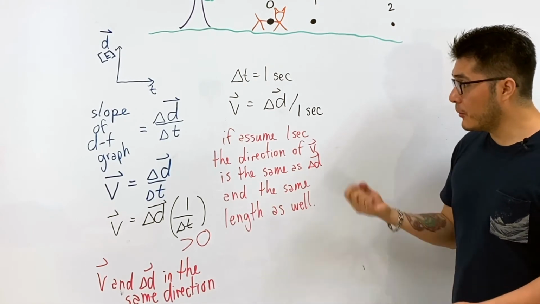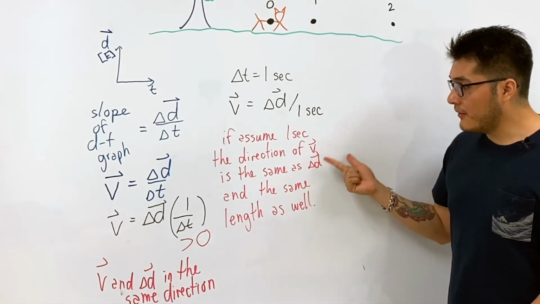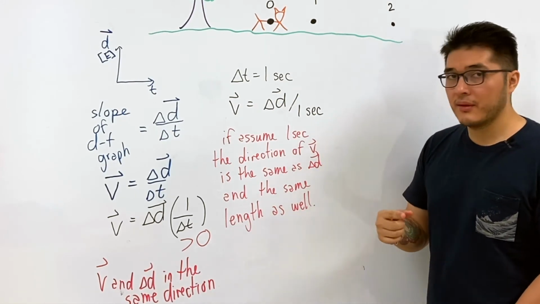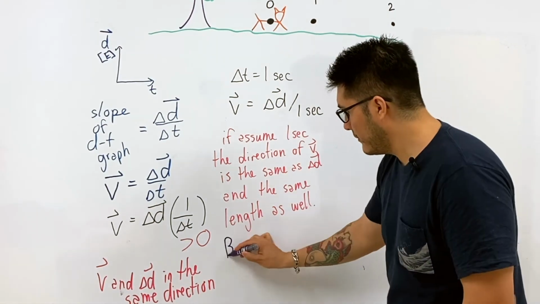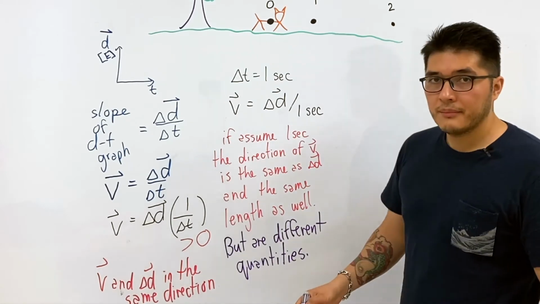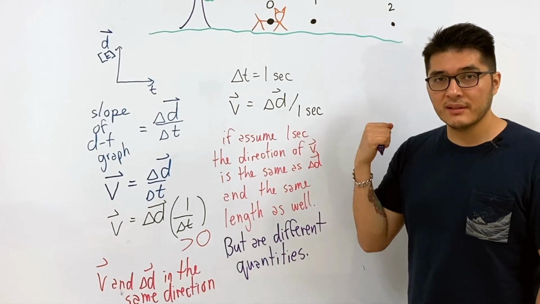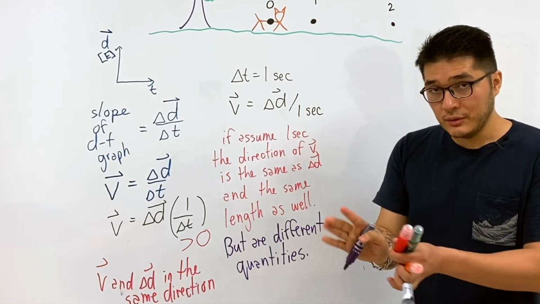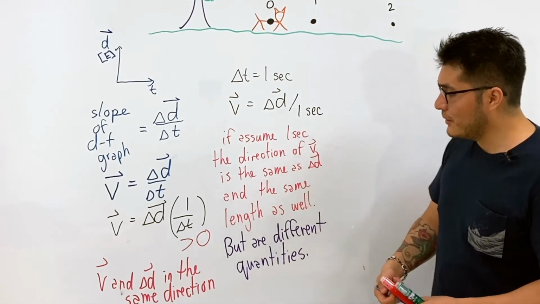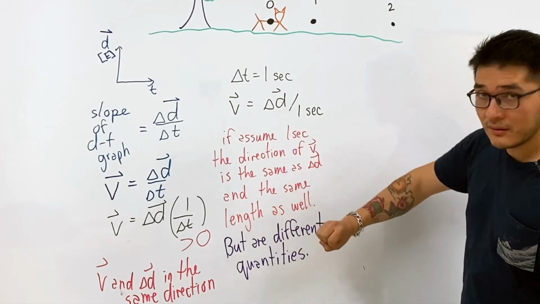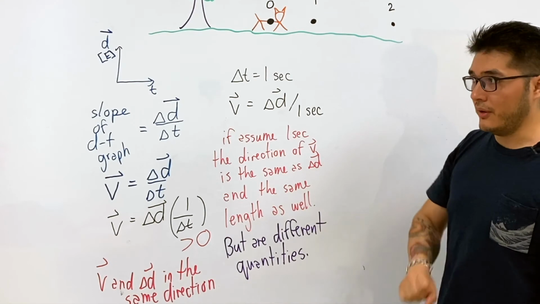Right, so if we assume that 1 second time interval, the direction of velocity is the same as the displacement, and even better, they're going to have the exact same length. But keep in mind, as a caution, they are different quantities. Our displacement is in units of meters and our velocity is in units of meters per second. So they're going to look the same, but they represent different quantities. So what's one way that we can do the trick? Well, here's a hint. We can use one color for one quantity and a different color for a different quantity.